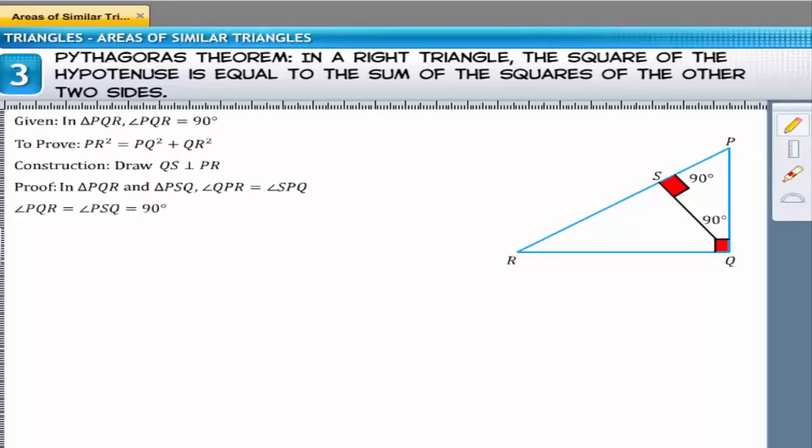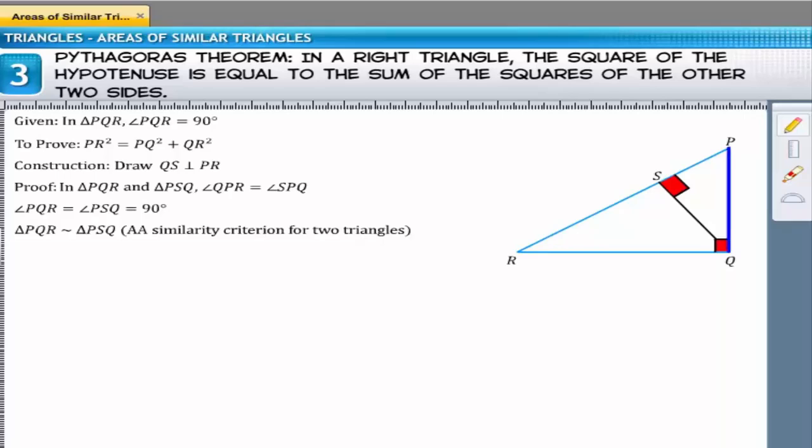By the AA criterion of similarity, we know that if two angles of one triangle are equal to two angles of another triangle, then the two triangles are similar. Hence, the triangle PQR is similar to triangle PSQ. Since the two triangles are similar, corresponding sides are proportional.